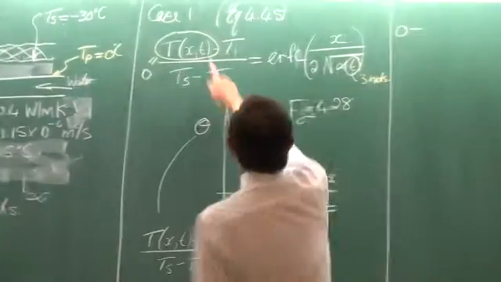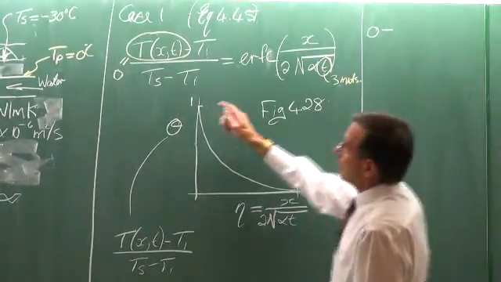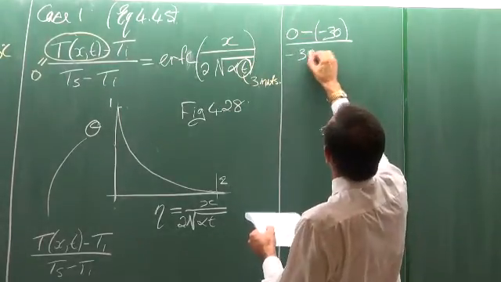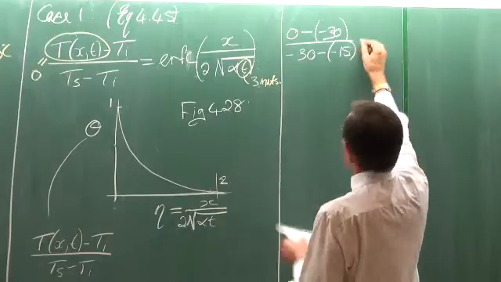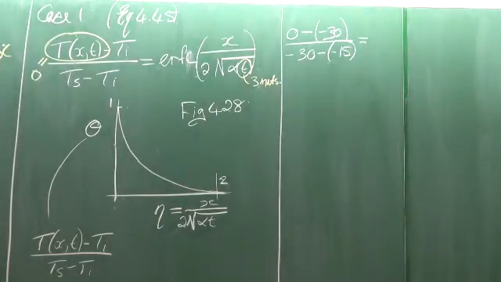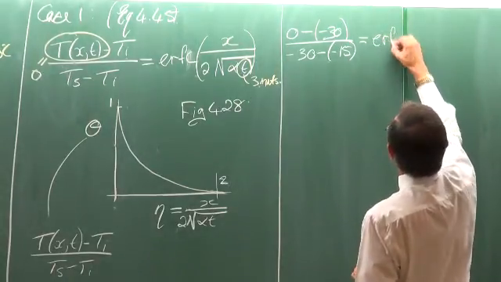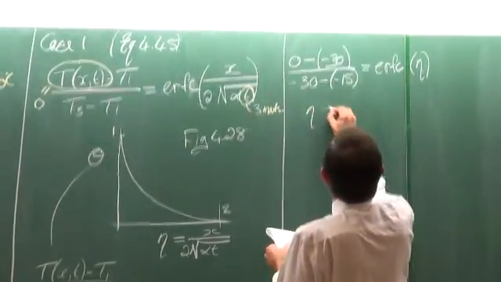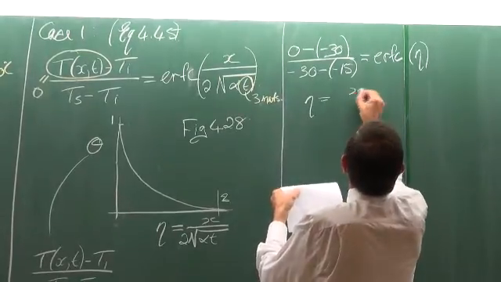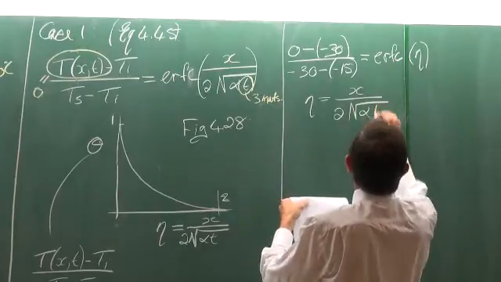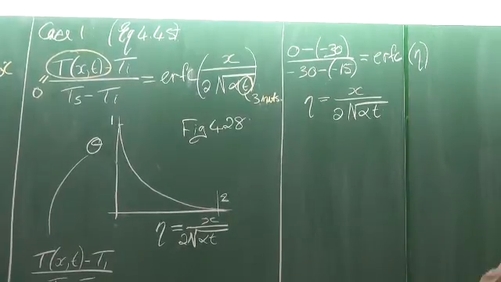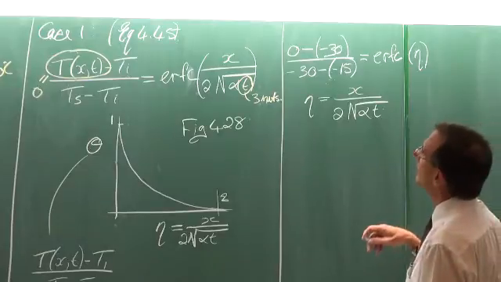Okay. So coming back to the non-dimensionalized temperature, the temperature there is 0 minus 30 divided by the surface temperature, which is minus 30, minus the initial temperature, which is 15. Okay? And that is equal to the complementary error function of eta, where eta is equal to x divided by 2 times the square root of alpha t. Yep. So your equation says Ti at the top, T minus Ti, and then Ts.